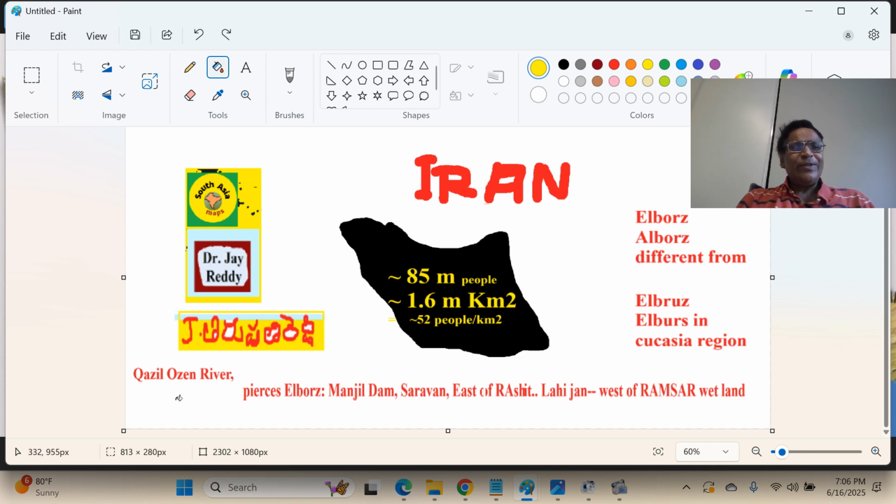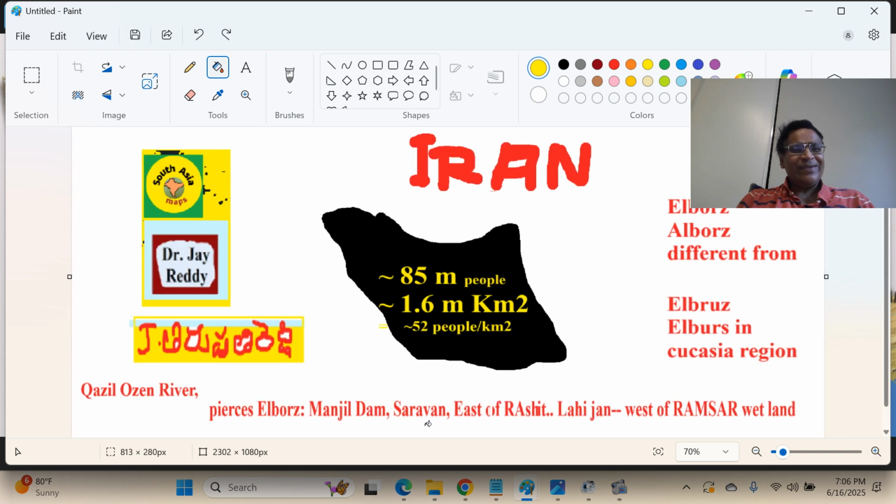I will show you this river. I am spelling it here so that you don't get lost: Kazil Vozen River. That's one of the biggest rivers. It falls into the Caspian Lake or ocean at its mouth. It pierces the Elburz Mountains, and near the Manjil Dam it is constructed.